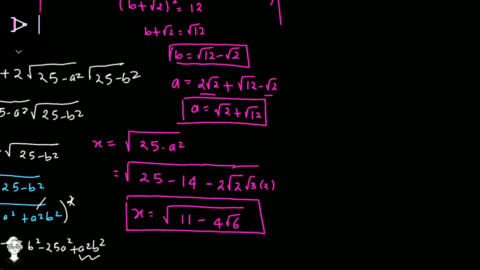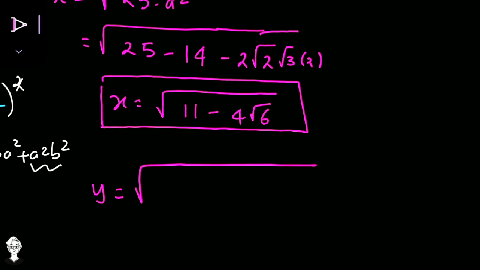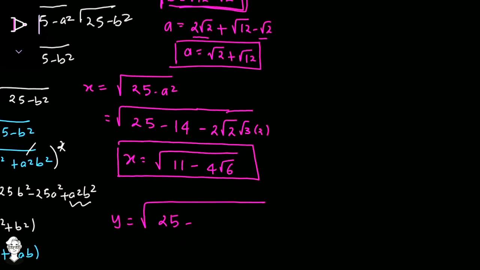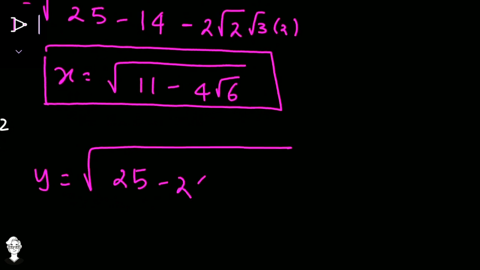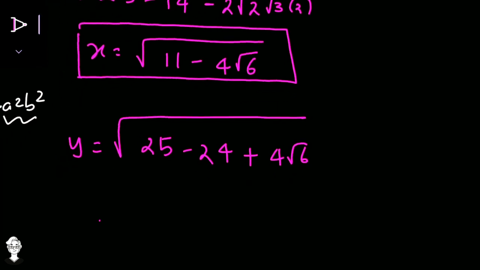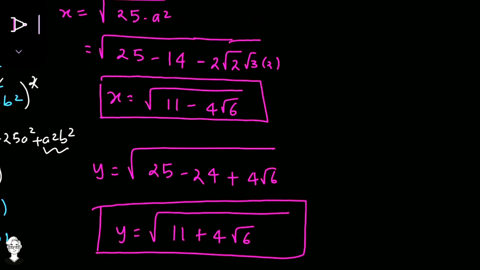And now we will put the value of B in the second equation, that is for Y. So let's do that. Y is equal to under root 25 minus B square. So value of B we have is square root of 12 minus 2, so it would be minus 24. And now plus the same thing, only the plus sign will come, and it would be 4 square root of 6. So value of Y we obtained is square root of 11, sorry, here it will be positive 4 under root 6, and that's the value of Y. X and Y have been obtained very nicely by keeping AB equal to 10.